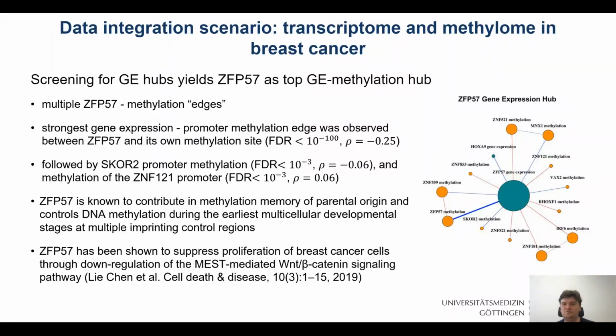Nicely, CFP57 is also known to contribute to methylation memory of parental origin, and it controls DNA methylation during the earliest multicellular developmental stages at multiple imprinting control regions, as written here. And nicely also in the context of cancer, because we see this effect directly in breast cancer specimens, CFP was shown to suppress proliferation of breast cancer cells, in the publication shown at the bottom.